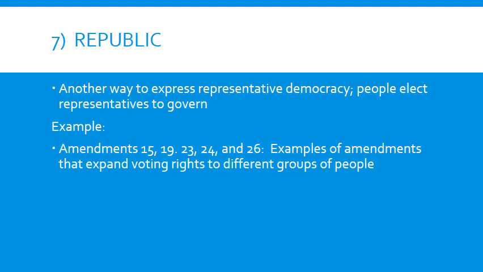Principle 7, the idea of a republic. This is really just another way to express a representative democracy. The people elect representatives to govern them. We can see the power of the people and the way that they elect the representatives illustrated in all the amendments that expand the voting rights of different groups of people. Amendments 15, 19, 23, 24, and 26 all give powers to vote to people who previously did not have them, thereby enabling people to participate in a representative democracy.